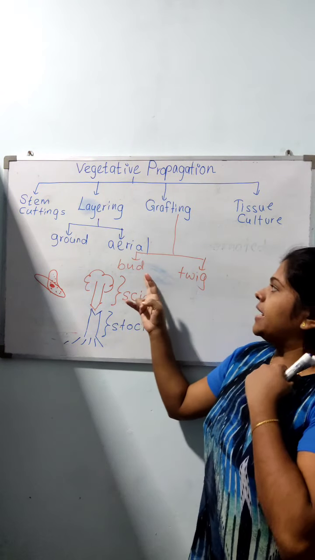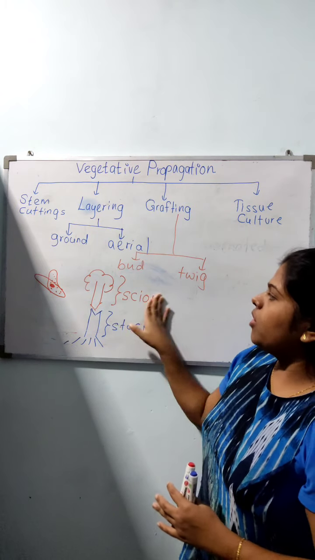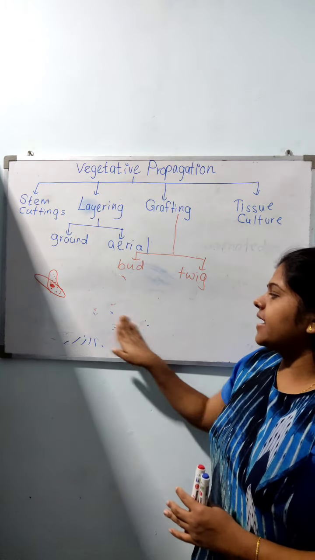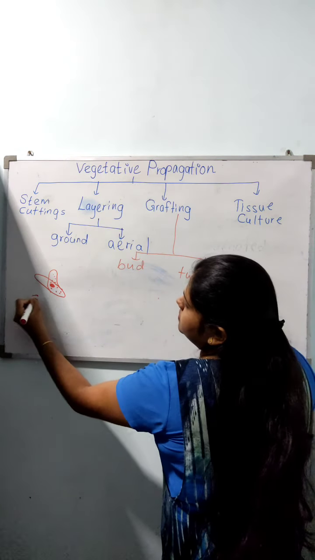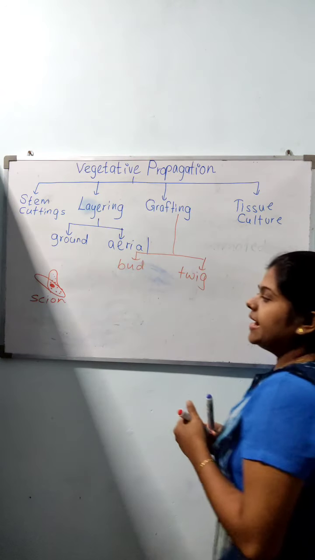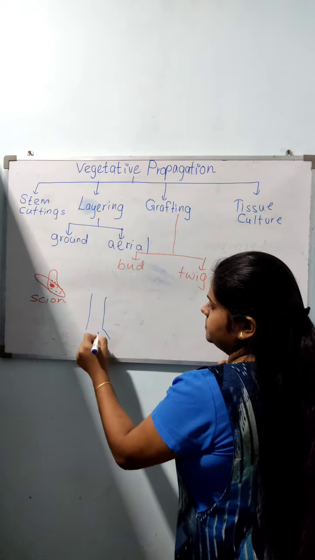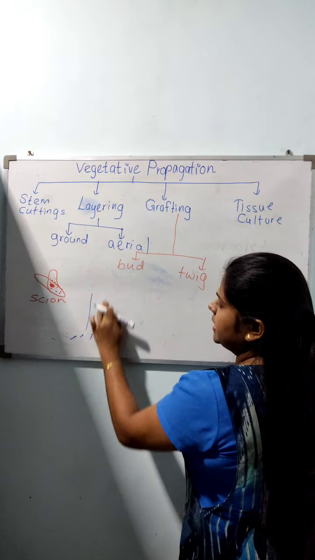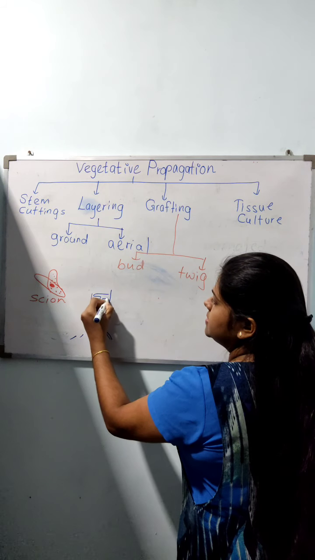Now we are going to combine them. That can be done mainly in two ways: bud grafting and twig grafting. When we talk about bud grafting, first of all, the scion comes as a bud. This is the scion, and the stalk we select from the root system. Here you have to make a cut to keep this bud.